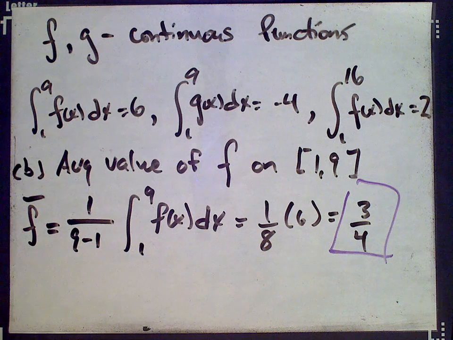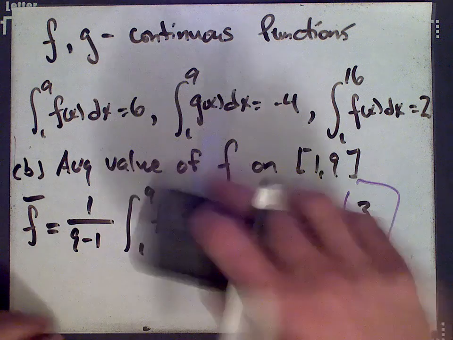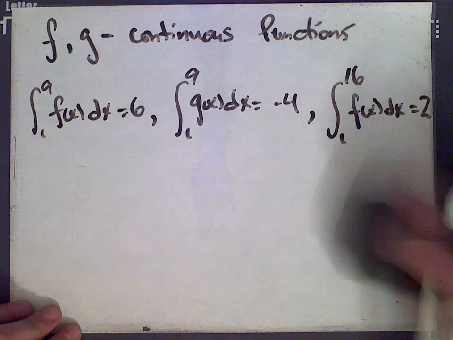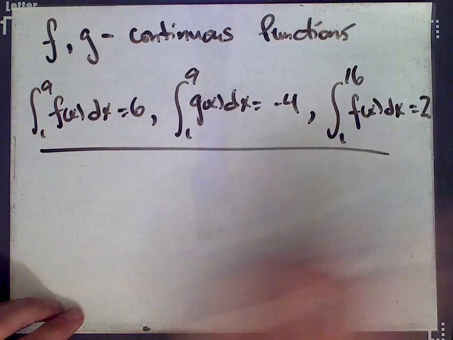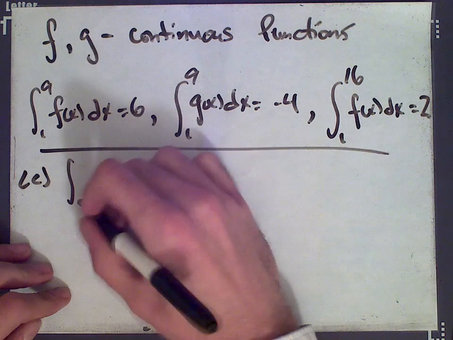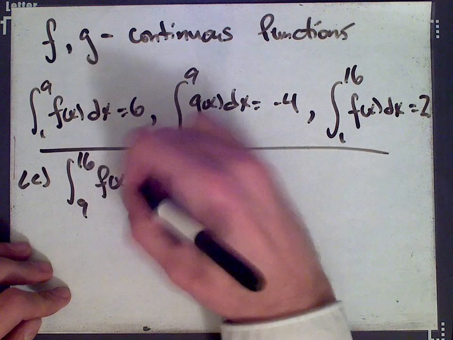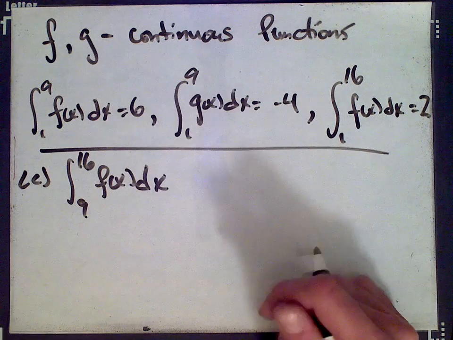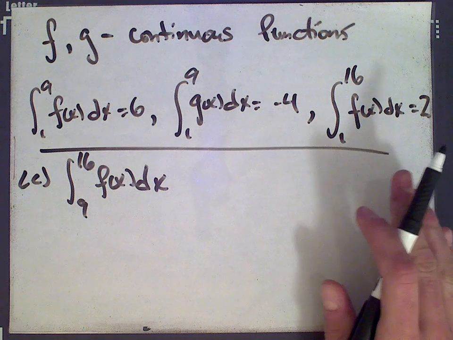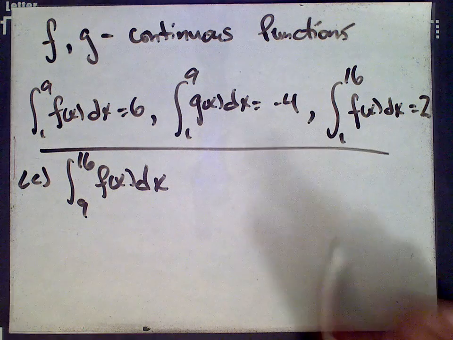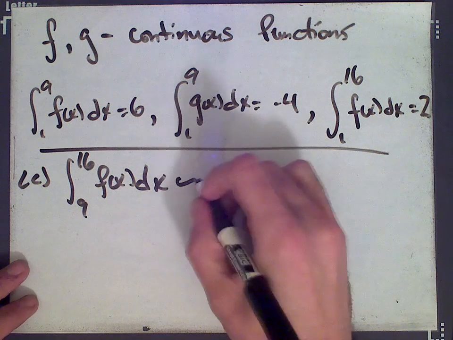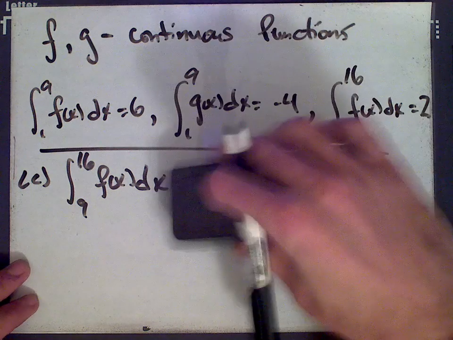Okay, next, part C, is to find the integral from 9 to 16 of f of x dx. Now, we have the integral from 1 to 9 and 1 to 16. So the integral from 9 to 16 is going to end up being the difference of that. So remember what we have. Okay, so let me write this on the next line.